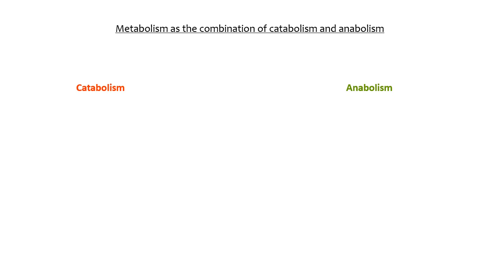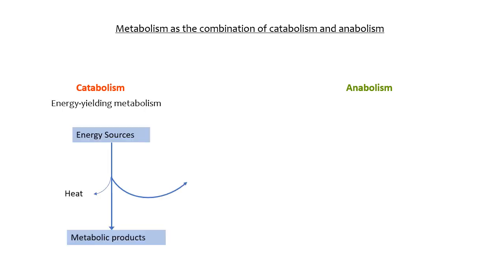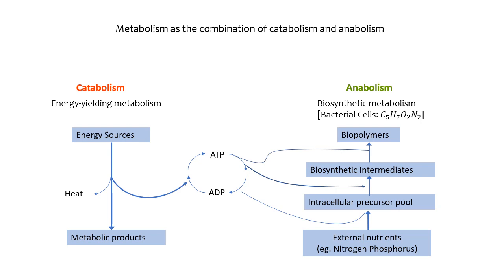The metabolism of these organisms is a combination of catabolism and anabolism. Catabolism is an energy-yielding process from the energy source in the form of heat and stored in the form of ATP and ADP by releasing metabolic products. Whereas anabolism is a biosynthetic metabolism creating bacterial biocells and biopolymers, utilizing energy through conversion from ATP to ADP while consuming external nutrients and creating intracellular precursor pools.